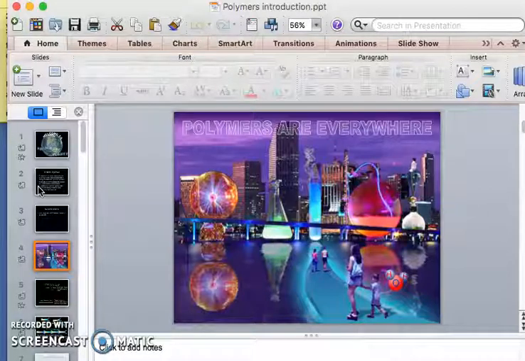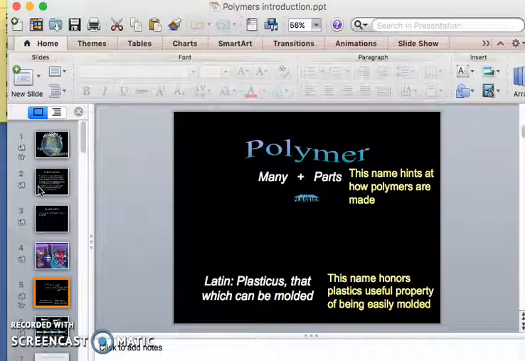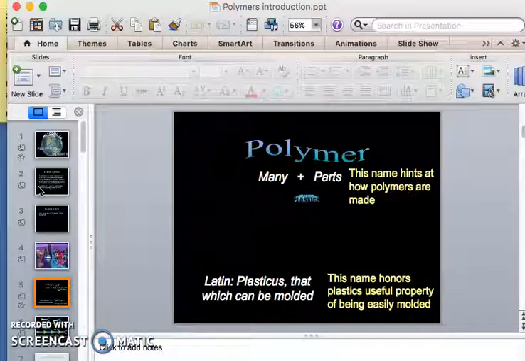So what is a polymer? A polymer, poly means many, mer means parts. So it's many parts. It comes from Latin, as does the word plastic, which comes from the Latin name plasticus, which can be melted and molded.